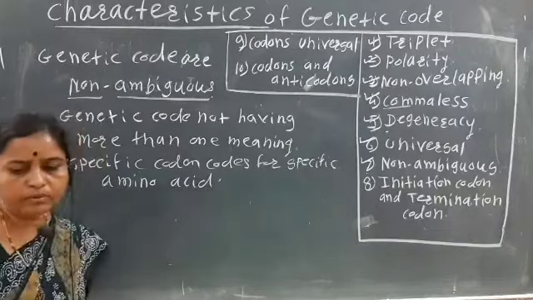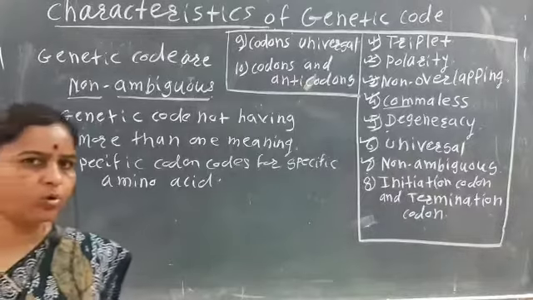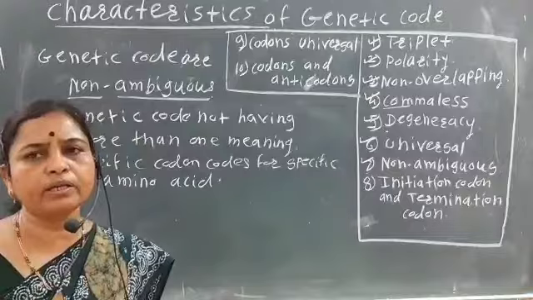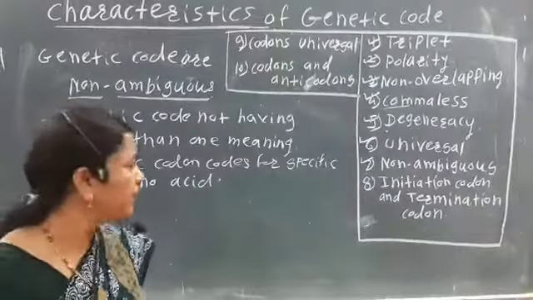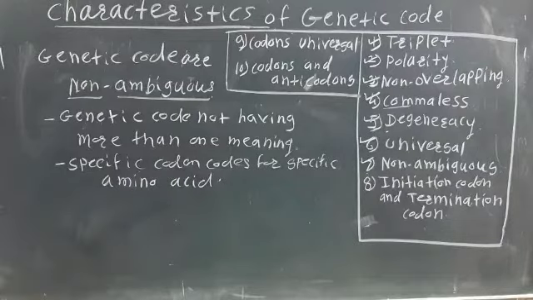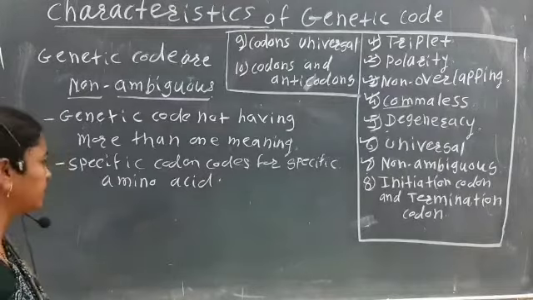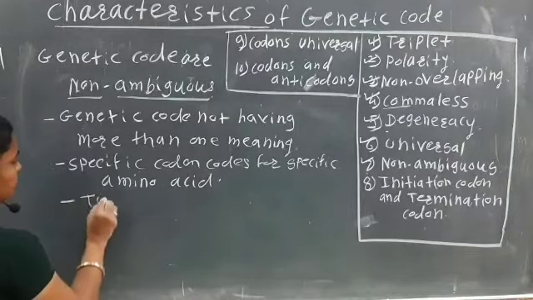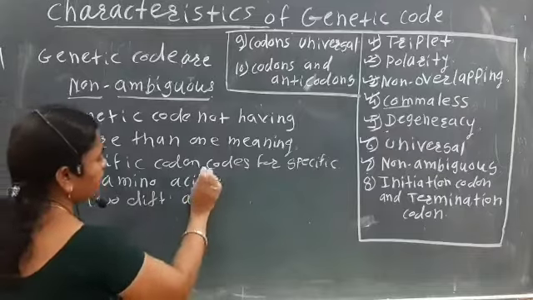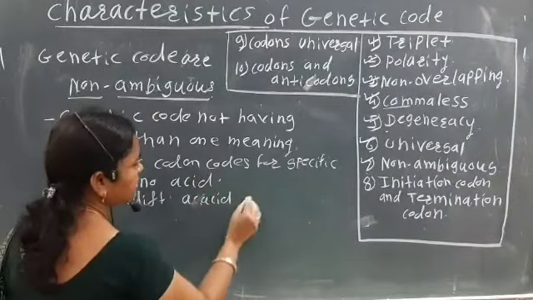That is, we have seen the AUG initiation codon. It is the specific codon, and this is the initiation codon. It always specifies only the amino acid methionine. Like this, here the specific codon codes for the specific amino acid. So here in the genetic code, two different amino acids are not coded by a single codon.